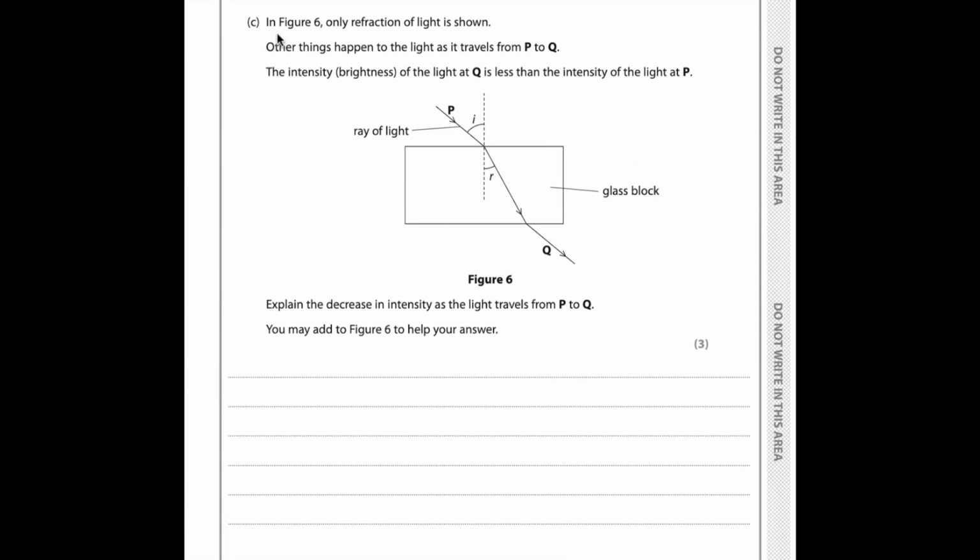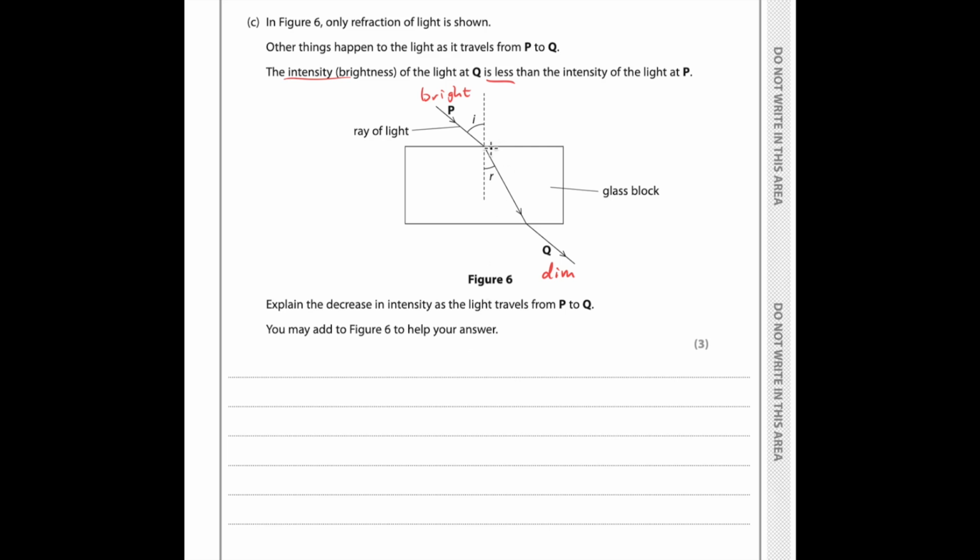Part C. In figure 6, only refraction of light is shown. Other things happen to the light as it travels from P to Q. The intensity, brightness of the light at Q is less than the intensity of the light at P. So, in other words, it's bright here, that means intense, and it's dim over here. Explain the decrease in intensity as the light travels from P down to Q. You may add to figure 6 to help your answer.